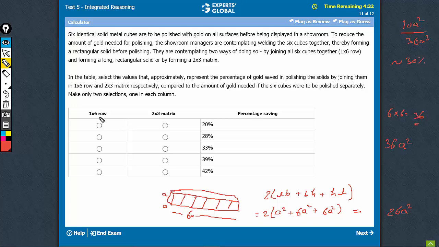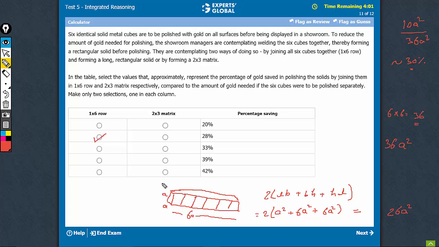So in the case of 1 into 6 matrix, there are two choices which are nearby, so we need to find a more accurate answer. See, 30% of 36 would be 10.8. This is only 10, so it has to be less than 30%. It cannot be more than 30%, so 33 cannot be the answer. It has to be just a bit less than 30%. So 28% saving happens in this case.